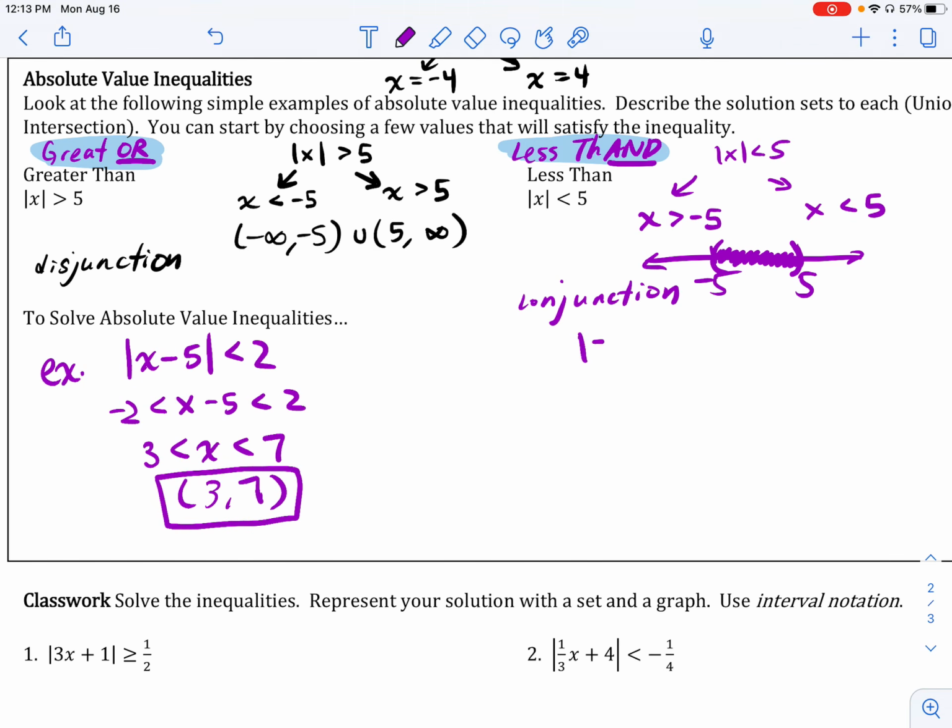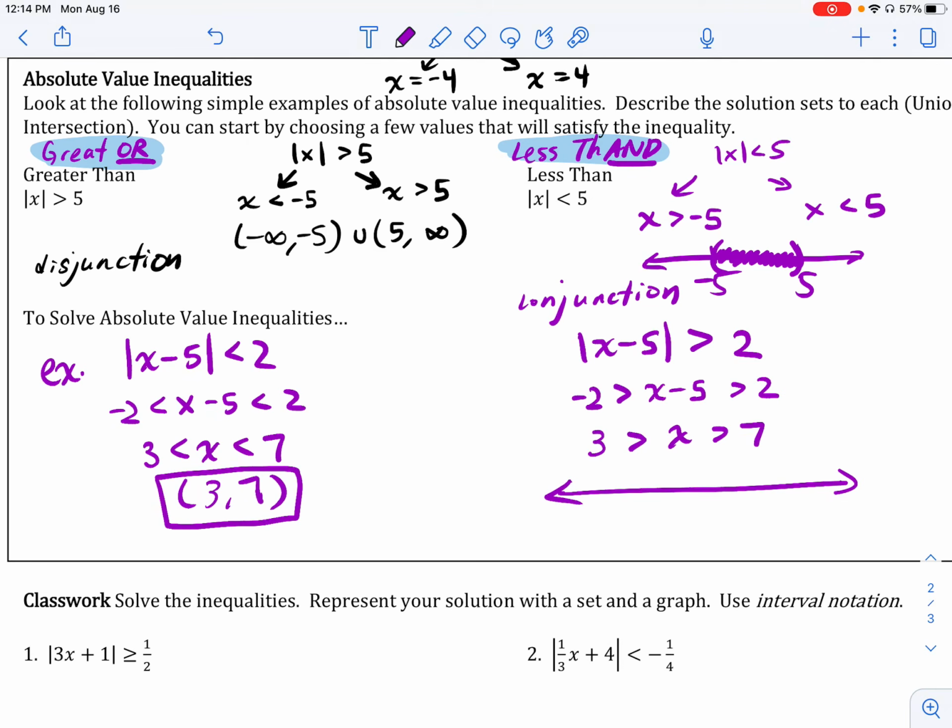Well, what about something like absolute value of x minus 5 is greater than 2? Greater. This is an or situation or a disjunction. So I can write this as x minus 5 is greater than 2, but it's got to be less than negative 2. Here we see that x is greater than 7, but less than 3. Well, wait, hold on. Does that actually work? x has to be less than 3, but greater than 7. What we actually see here, if we draw this on a number line, is saying something like x is greater than 7, but it's got to be less than, not negative 3. It's got to be less than 3.